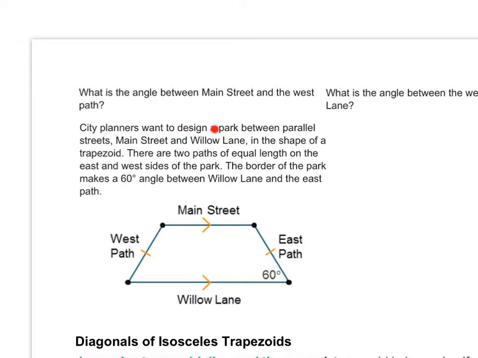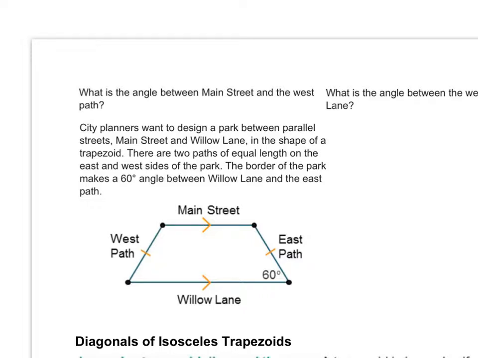City planners want to design a park between parallel streets, Main Street and Willow Lane. So we know that Main Street and Willow Lane run side by side and they're parallel, and they make a shape of a trapezoid. There are two paths of equal length on the east and west side of the park. So we have our east path and our west path, and what we notice is that those lengths are congruent.